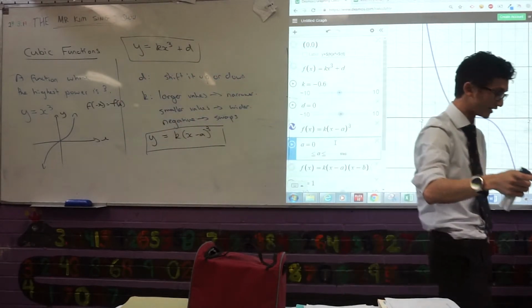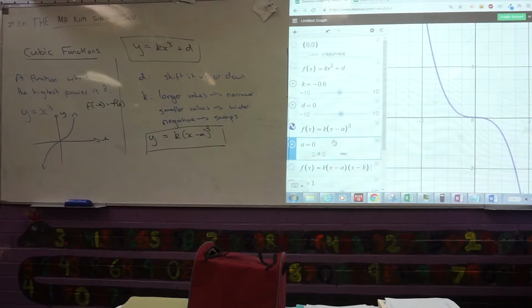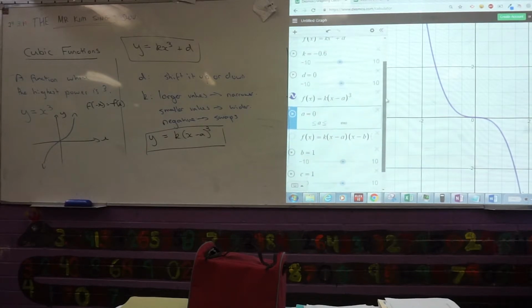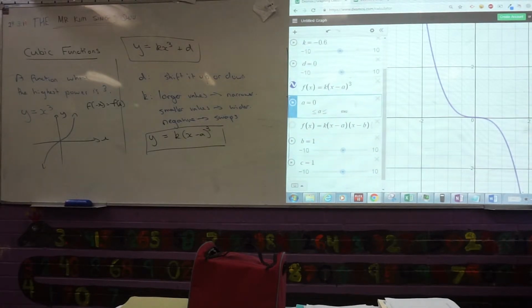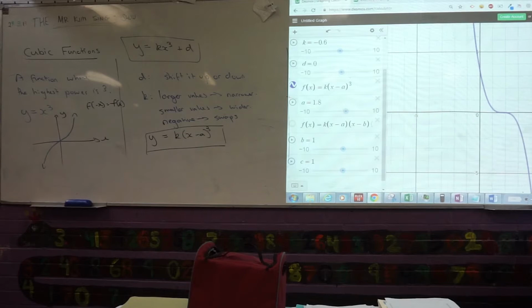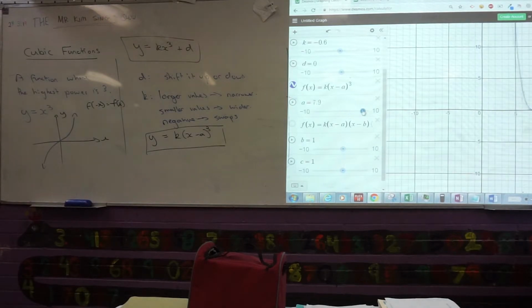And think back to your quadratics. When you change something inside the bracket, what happened? It moves it along the x-axis. Good. It moves it, I guess you want to think about it as left and right maybe. And that's exactly what happens here. As you change this A value, I'll zoom out because I've zoomed in too far. As you change the A value, it moves it left and right.